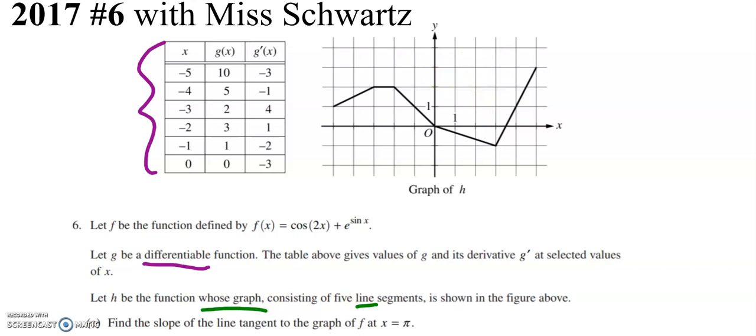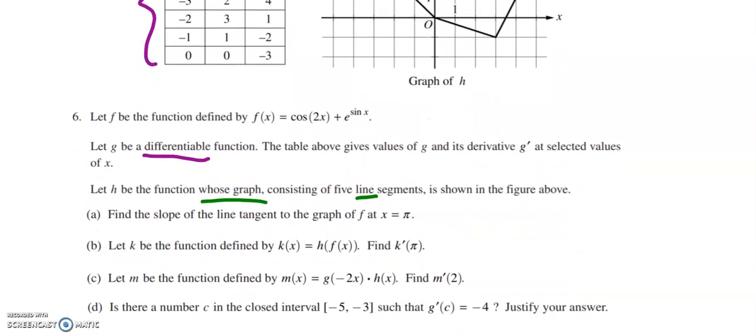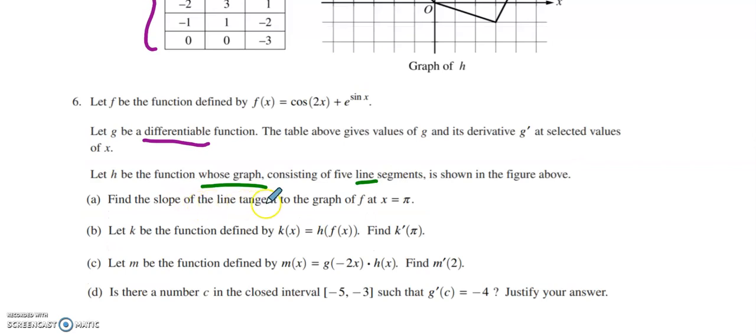We've got H. So again, as always, I like to preview my FRQ so I know kind of what I'm getting into. Find the slope of the line tangent. Okay, so that's just going to be the derivative. Here's some k, and we need to find k prime. Okay, derivative again, looking like a chain rule. This one, m prime, looking like a product rule with a little chain action in there. And then is there a number such that g prime is equal to -4? Well, g prime would be the instantaneous slope. So where the IROC is equal to, I'm going to guess this is the AROC. So we're going to look for the mean value theorem.